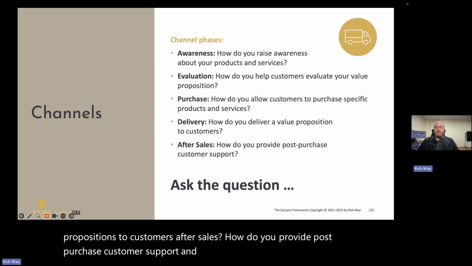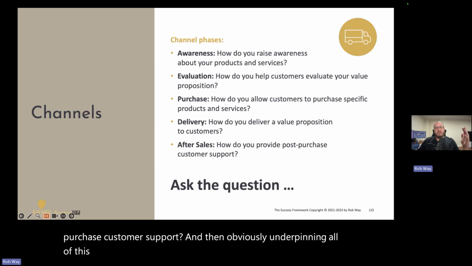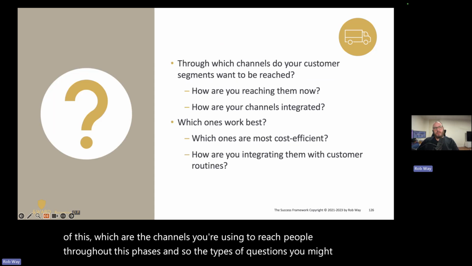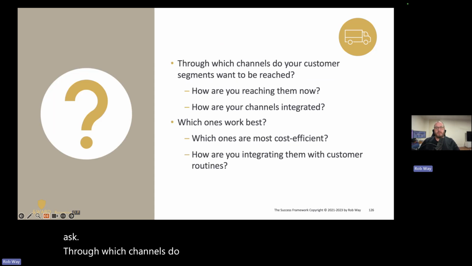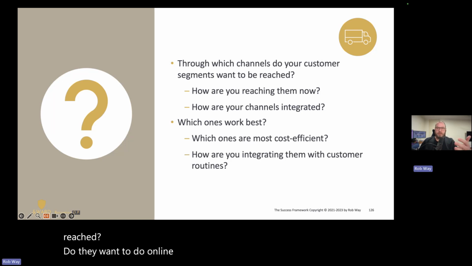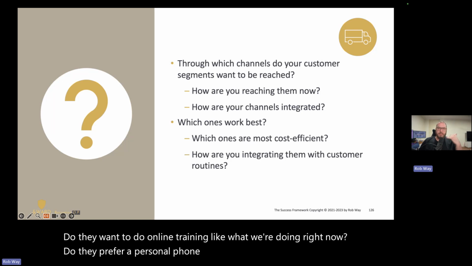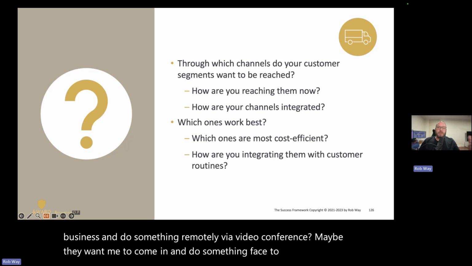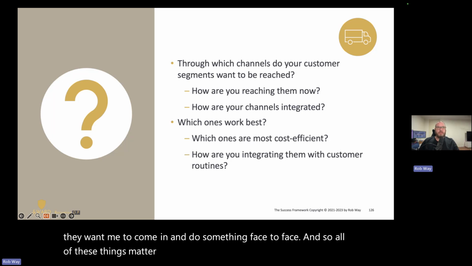And then obviously underpinning all of this are the channels you're using to reach people throughout these phases. The types of questions you might ask: through which channels do your customer segments want to be reached? Do they want to do online training, like what we're doing right now? Do they prefer a personal phone call and understanding their business, and do something remotely via video conference? Maybe they want me to come in and do something face to face. All of these things matter as far as what your channels are.